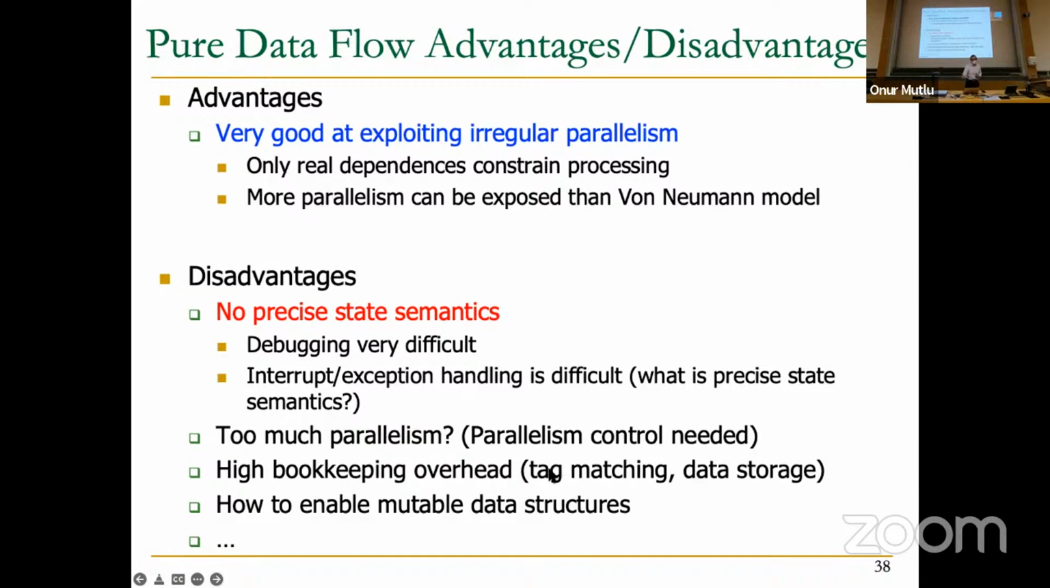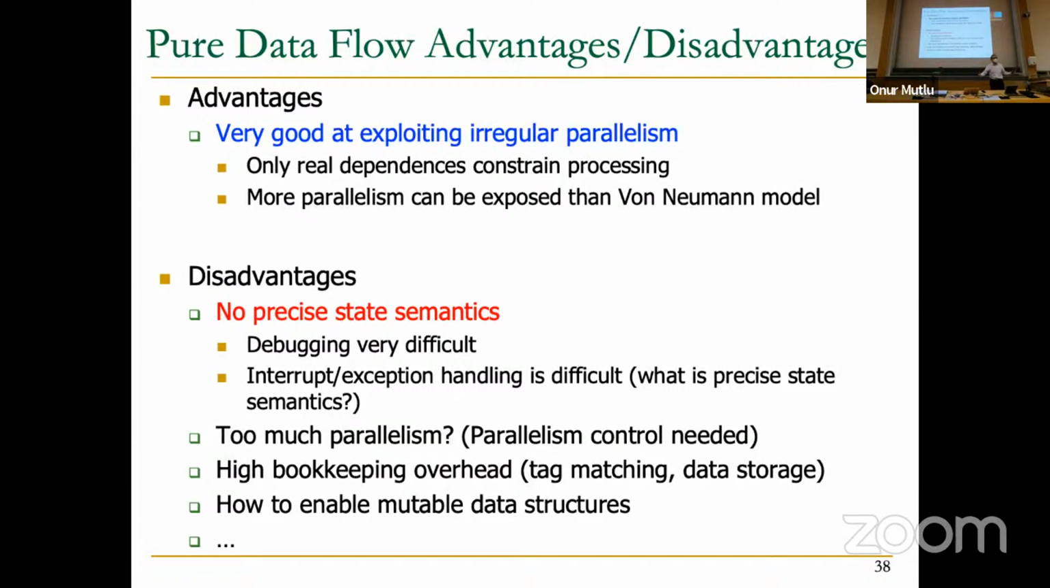And there are other programming issues which people have tried to solve, and I think at some point they are solvable. For example, how to enable mutable data structures. If you think about Dataflow, pure Dataflow is really about communication of values. You really build a Dataflow graph. You don't think about storing a value somewhere. So mutable data structures like databases, for example, become a problem.